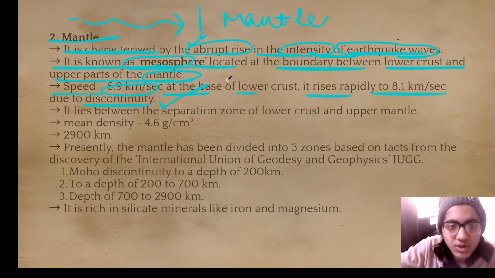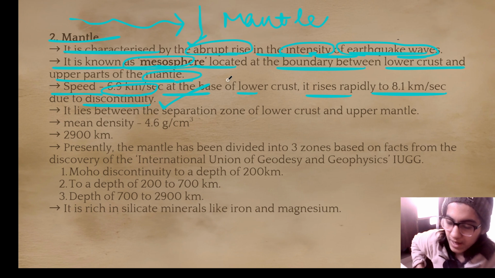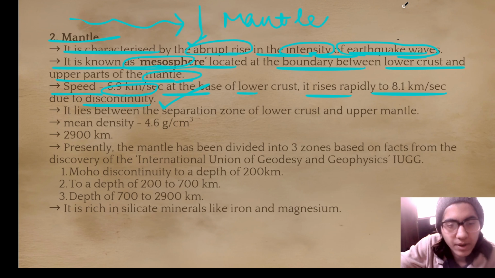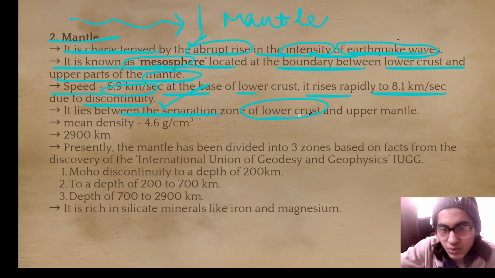Now we have the discontinuity. We talked about discontinuities before. Basically they are present between these layers, and because of them we are able to know that a new layer is coming our way. It lies between the separation zone of the lower crust and the upper mantle. So what lies beyond this discontinuity? The mean density of this layer is 4.6 gram per centimeter cube, and it's spread out till 2900 kilometer.